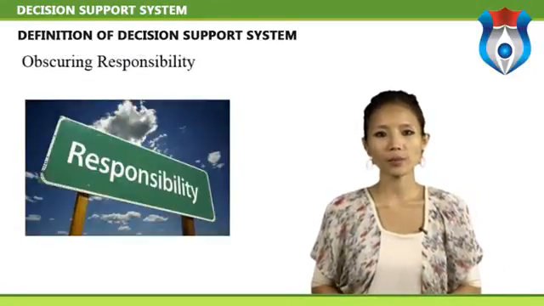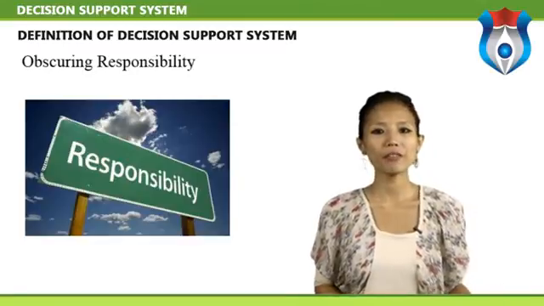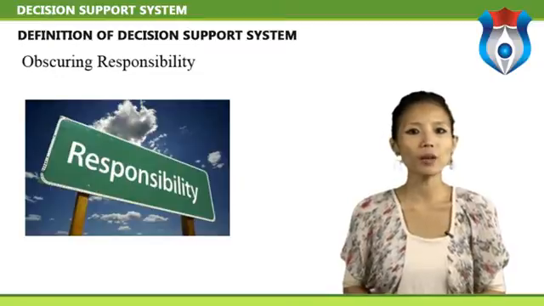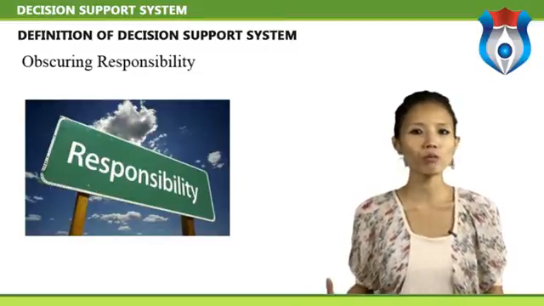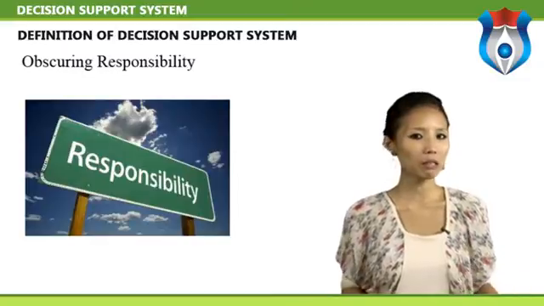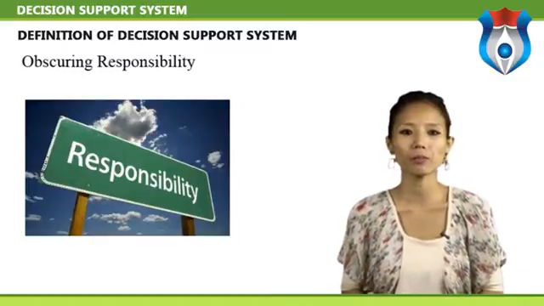Obscuring responsibility. Some users may deflect personal responsibility to the DSS. Users may need to be constantly reminded that the computerized DSS is an intermediary between the people who build the system and the people who use the system.